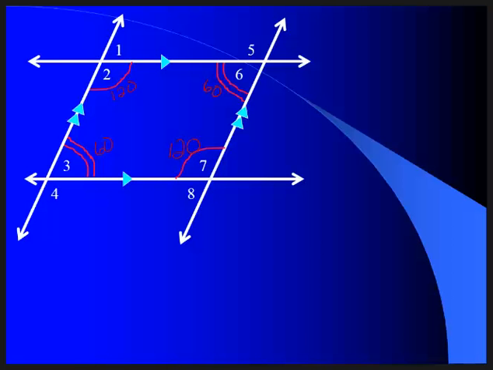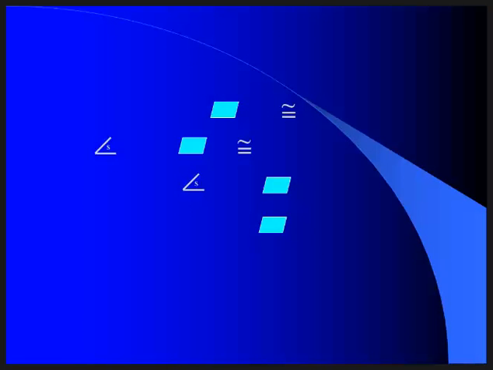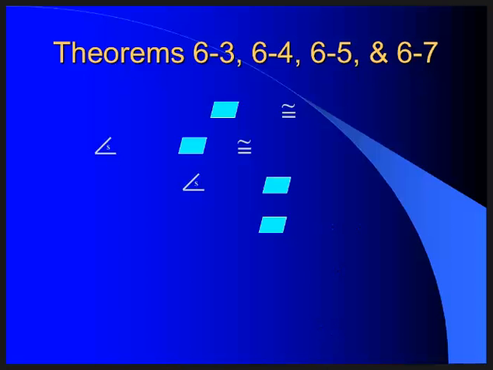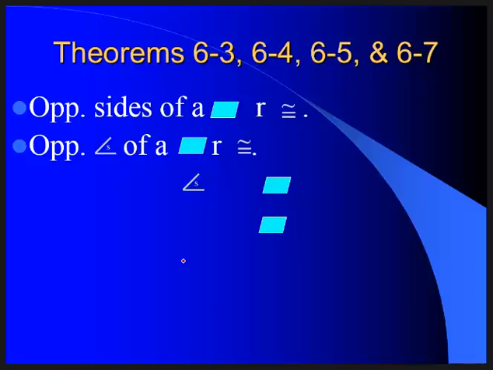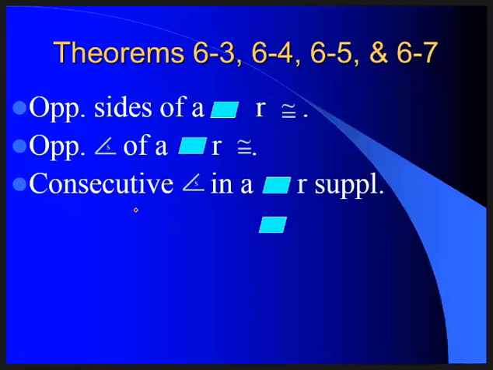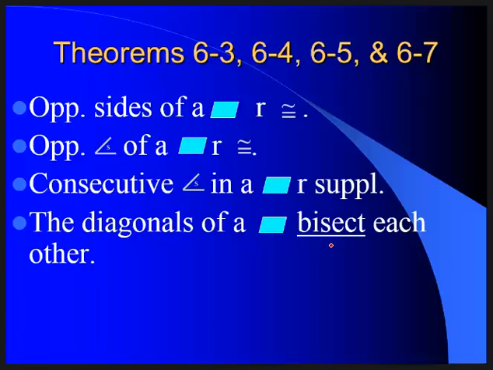So here are some relationships that you should know now for parallelograms. Okay, opposite sides of a parallelogram are congruent. Opposite angles of a parallelogram are congruent. Consecutive angles in a parallelogram are supplementary. And here's a fourth one that we didn't discuss. The diagonals bisect each other.